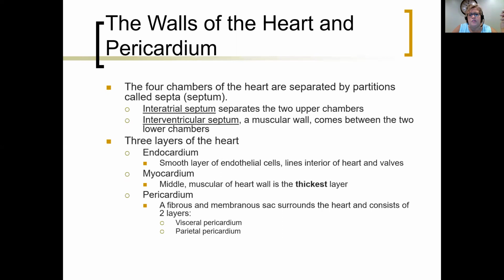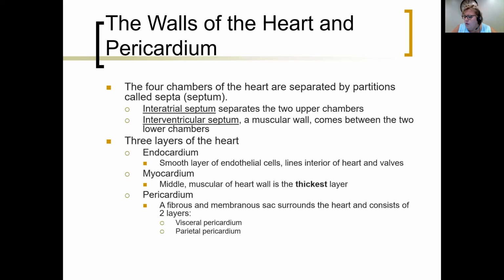And if we take interatrial and break that word down, AL is pertaining to, surprise, surprise, inter means between, and atrio means atria, or the upper chambers. The interventricular septum is the wall that separates the 2 lower chambers of the heart, or the 2 ventricles.